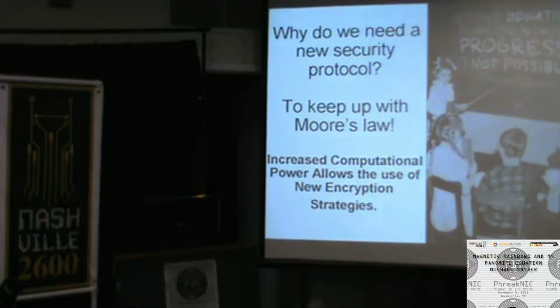Well, basically, computers have gotten more powerful, which means the more powerful the computers get, the less secure old encryption is. It's basically Moore's law. And there's some possible strategies that we're not using now that we could use. And basically, I just want to go over the strategies.